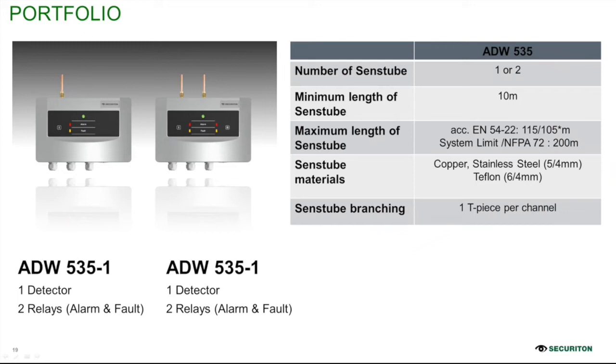One would be on the oil production area, and all the other sensors can be used as areas where the conveyor belt are involved as well. So we can also use the ADW 535-2 in places where two zones are needed to be covered. In terms of the coverage, we can go up to 115 meters according to the EN54, or 200 meters according to the NFPA standards. And we can use copper, stainless steels, and other various materials. But in this case, we will normally use stainless steel, or highly recommend using stainless steel.